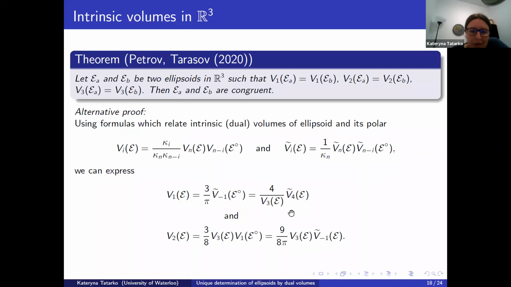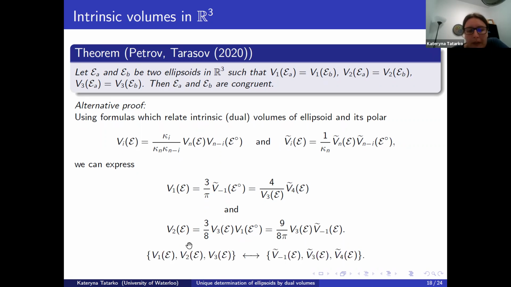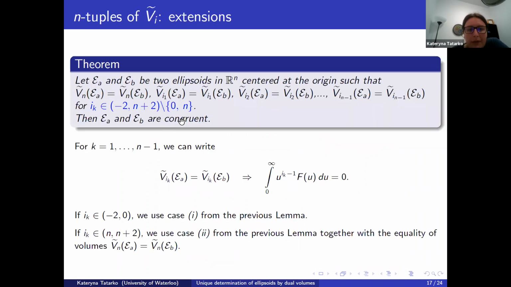So using these two relations, we see that to know mean width, surface area, and the volume, it's enough to know the fourth dual volume, the minus first dual volume, and the third dual volume. So basically, we have a correspondence between this triple of intrinsic volumes and this triple of dual volumes. But since we are in the three-dimensional case, and among this triple of dual volumes we also have the volume, just the third dual volume, we are exactly in the situation of this theorem.